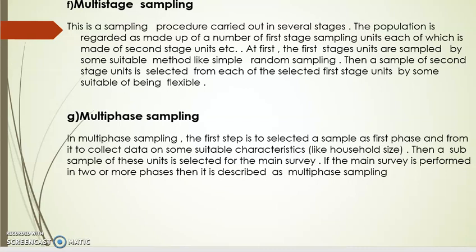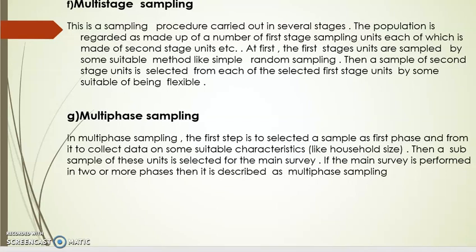Multi-stage sampling. This is a sampling procedure carried out in several stages. The population is regarded as made up of a number of first stage sample units, each of which is made up of second stage units. In multi-stage sampling, the sampling procedure is done several times. Because this method is flexible, that is its greatest advantage. And the advantage of this method is that it is easier to administer and a large number of units can be sampled for a given cost.